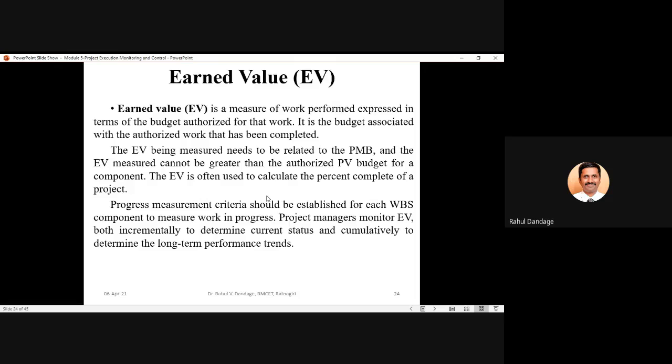So the earned value is a very important parameter for project managers, and they will always be monitoring the earned value based on the work performed. This earned value will be monitored in incremental nature and also in cumulative format. In the incremental format, the earned value will be monitored so that the current status of the project can be determined, and the cumulative method will be used to monitor the earned value so that the long-term performance trends can be determined.